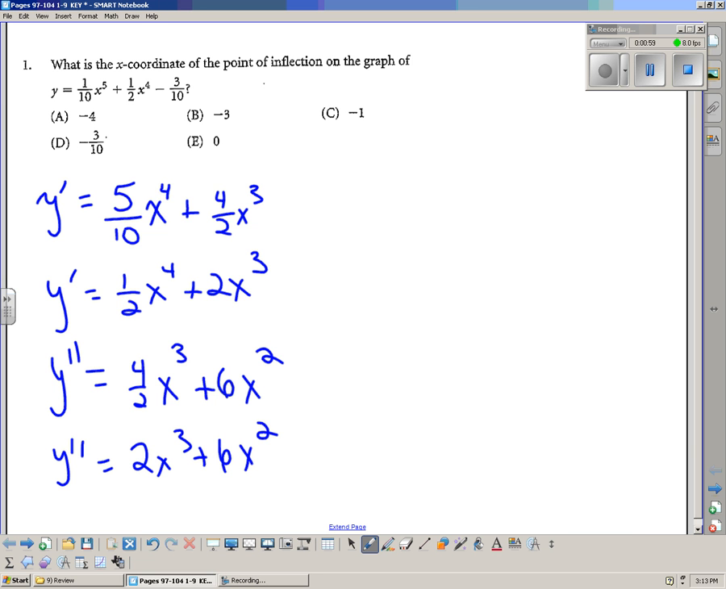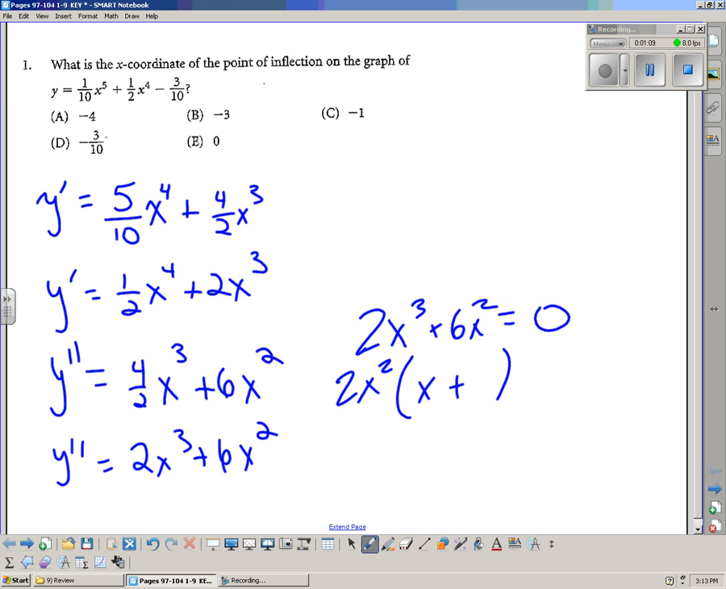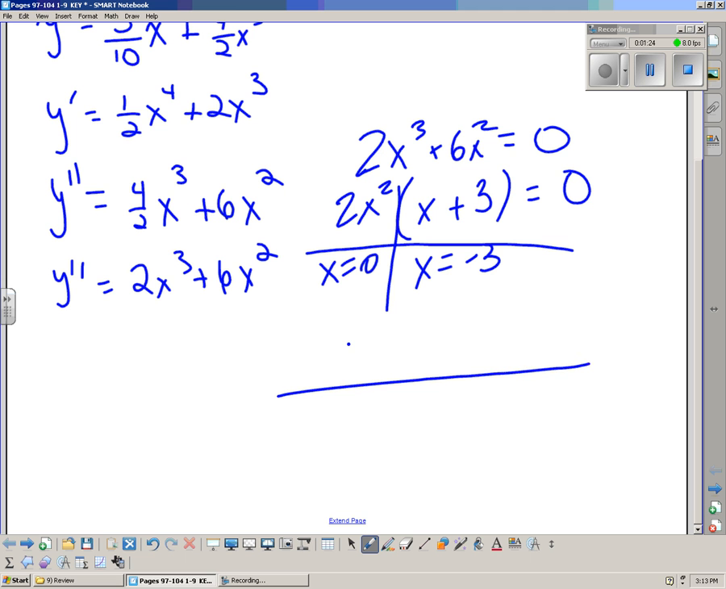You would set this equal to 0 and solve for x, so you'd factor out 2x squared and be left with x plus 3. And so x could be 0 or x could be -3, which are both answers, but we can't have two answers. Important, you must make a number line here and analyze. So I have my f double prime number line.